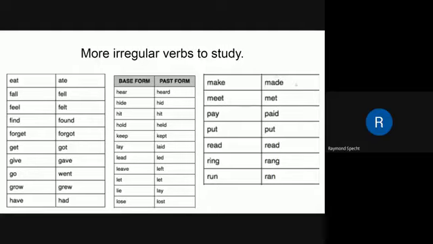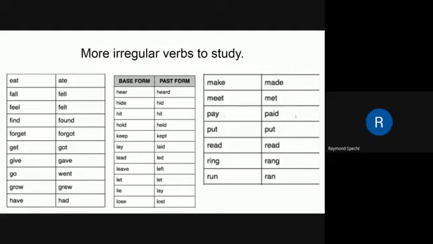Make, made. Meet, met. Okay, this is another one that students have trouble writing down. Two E's the first time. After you've seen them already, it's 1 E, met.